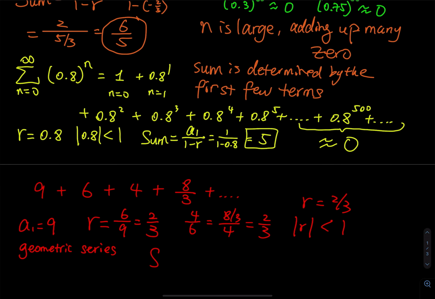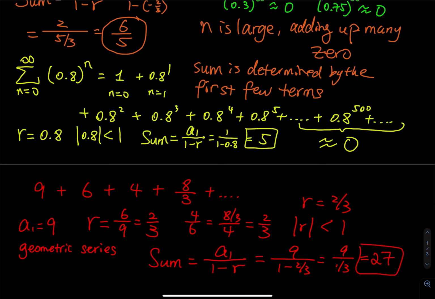Okay, so what is the sum then? The sum is equal to the first term over 1 minus the common ratio. The first term is 9, 1 minus the common ratio, 2 over 3, which is 9 over 1/3. Flip the 3 up, so you have 27. Do you see that the numbers are getting smaller and smaller from 9 to 6 to 4 to 8 over 3? Eventually, as you look all the way to the right, those numbers are so close to 0. So that means the sum is really determined by the first few terms, which is 27.